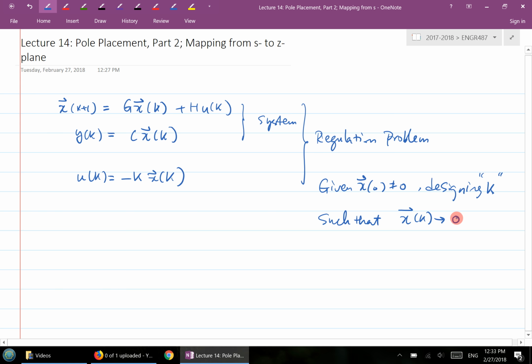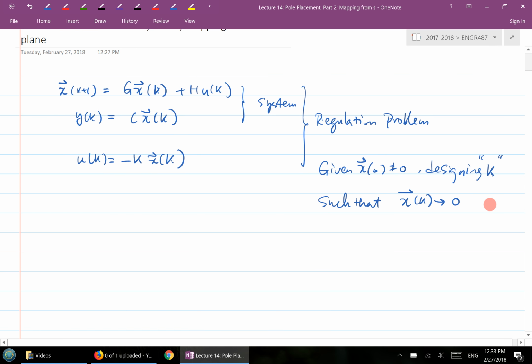And later in this lecture, we'll look at the reference control. So this is not the tracking yet. It's not asking you to design a controller to track a certain type of reference input. This is essentially just designing a controller such that you bring your system's initial response back to 0. You can consider the initial value here as some sort of disturbance.